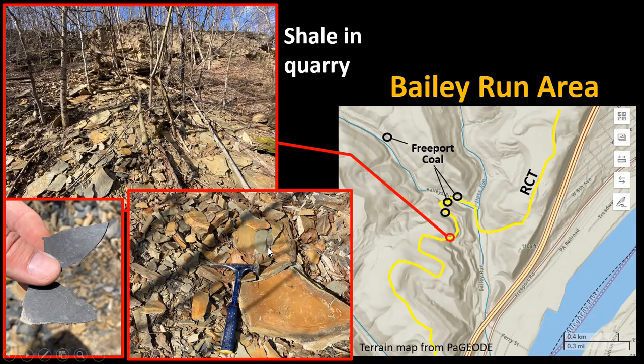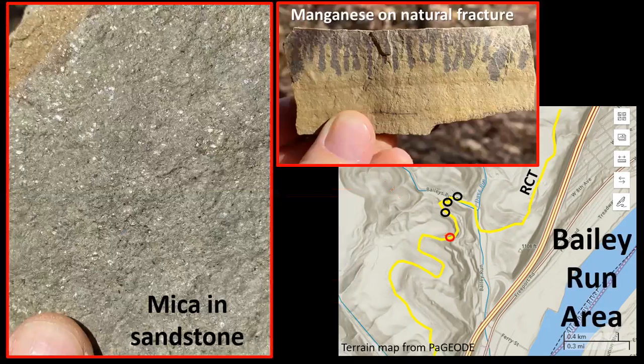I think it was a clay quarry, and we know there was lots of brick making in this area. I don't think these were coal mines. Other rock types that you find here, there's some nice flecks of mica in sandstone. You can see them winking in the sunlight. Here's a bit of sandstone, a natural fracture surface, that has manganese oxide, which can have a crystal habit that's shaped like ferns, as you can see here.